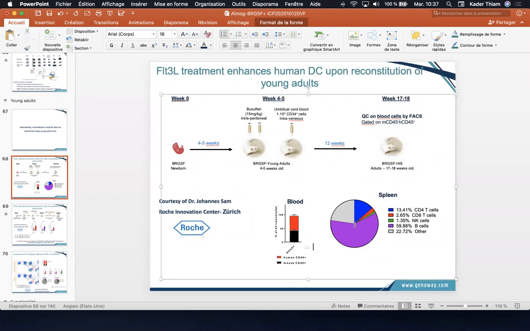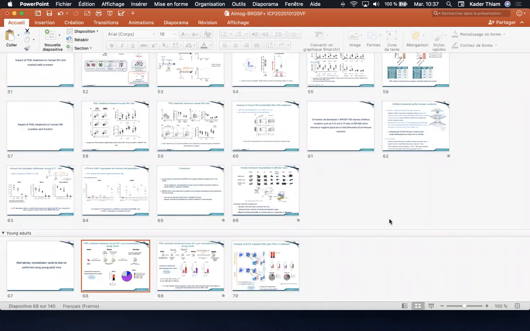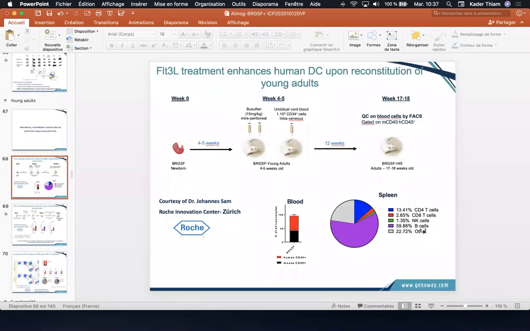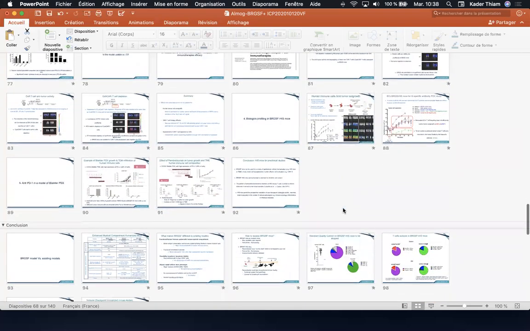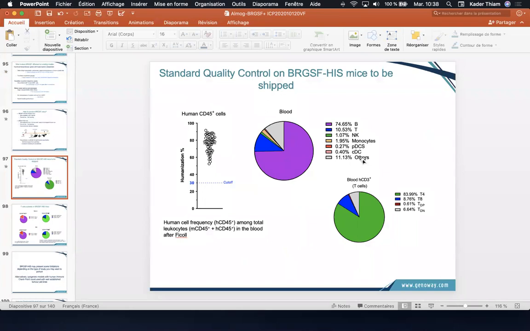Just as a reminder, this is what Roche has seen in terms of percentage of human cells. With busulfan, I'm just going to take two numbers: 60% of B cells and approximately 14% of T cells. And when we do the QC on the irradiated mice, in our hands you're getting 74% of B cells, and when we look at T cells, we're getting 10%. So we don't see any major difference in those models.